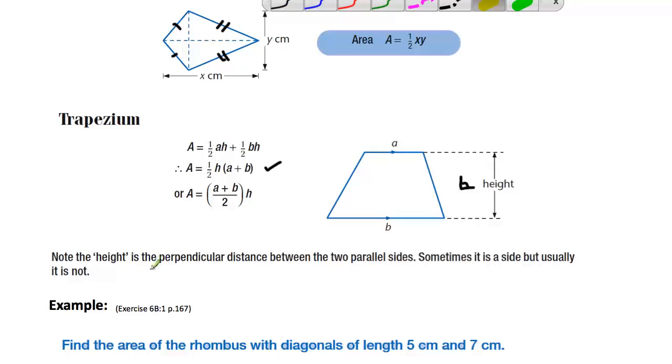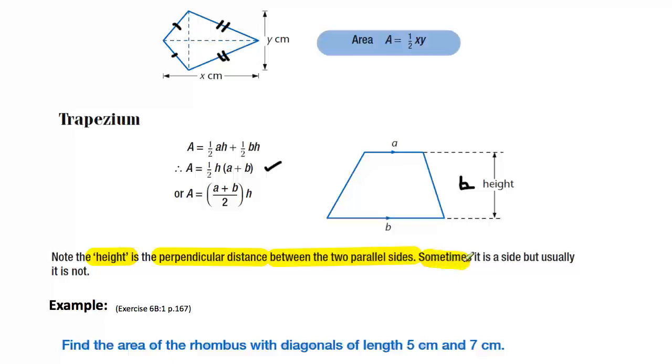And they've said it here, and I'll remind you again of it, and I'll just get a highlighter for this, that the height is the perpendicular distance between the two parallel sides. Now, the other thing that's interesting is that sometimes it is a side, but usually it is not. Now, what they mean by that is, I'm going to try and draw this as best I can.